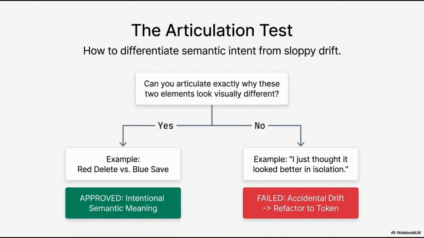It's justified. Right. But if the answer is, I don't know, I just thought it looked better, or I copied a different snippet, then you failed the test. It's accidental drift, and you have to eradicate it. That is such a clean binary rule. I love that. It takes the guesswork completely out of it.